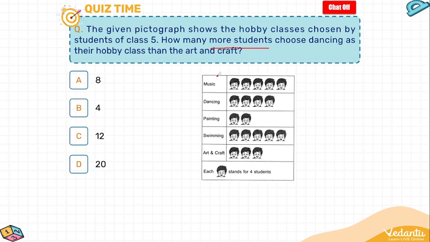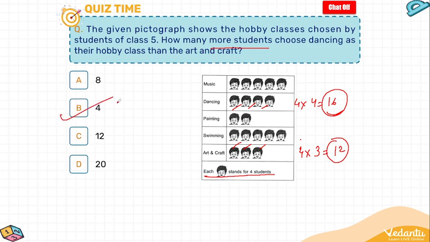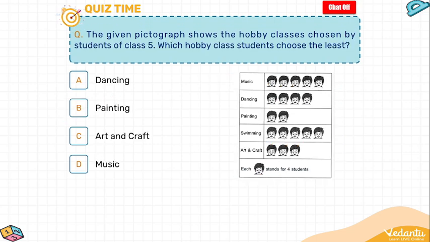Done. Okay, so let me reveal the answer of this question. First, dancing has 1, 2, 3, 4 heads. As it says, each head stands for 4 students, so 4 fours are 16 students. Now, in art and craft, there are 3 heads, 4 for each head, so 4 into 3 is 12. So 16 minus 12. If dancing is 16 and art and craft is 12, how much is dancing more? It's obvious, only 4. So the right answer is 4.